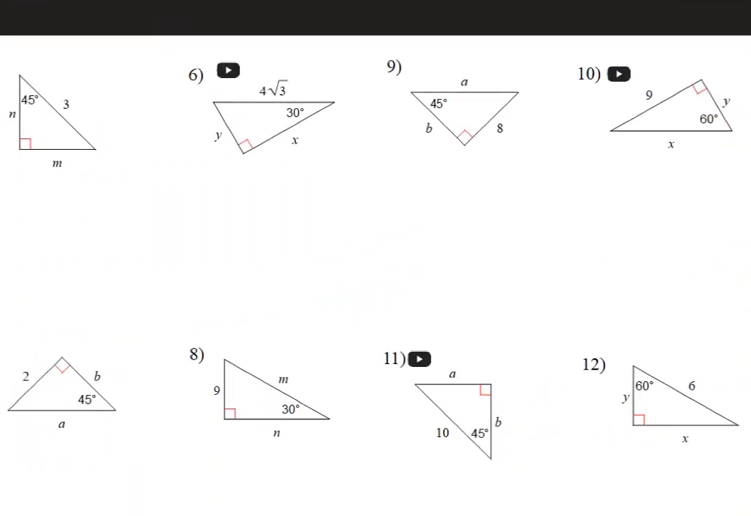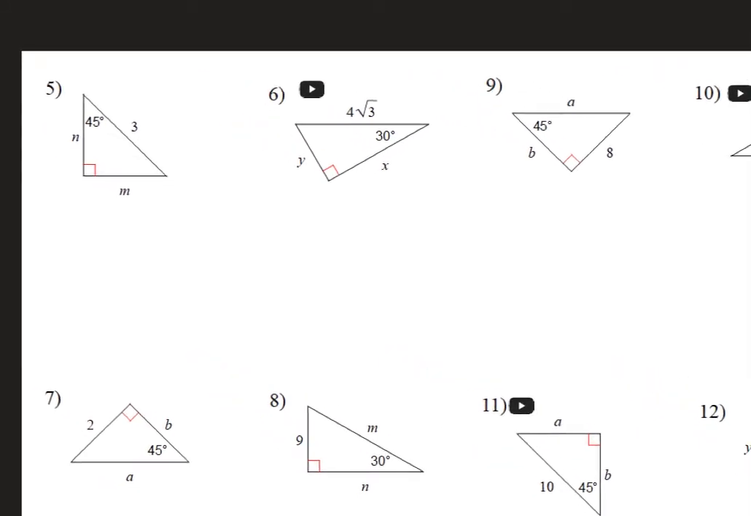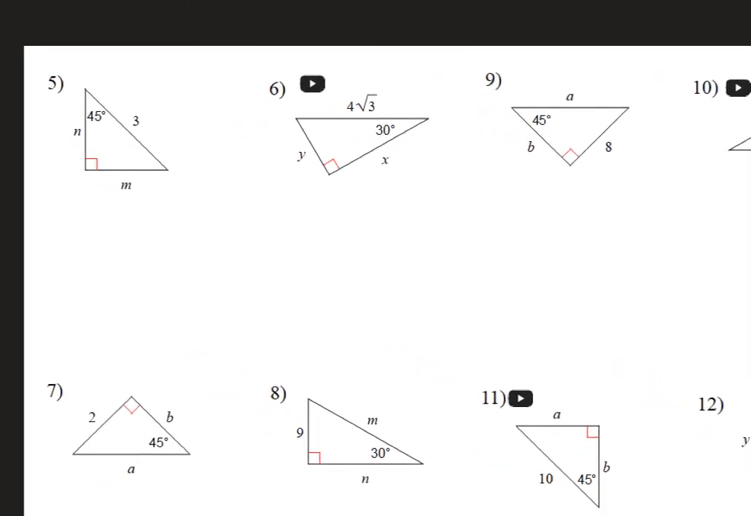Okay, now I'm going to do number 6. So this is a 30-60-90 triangle. So I'm going to draw my 30-60-90 triangle. We have the short side, which is 1, the long side, which is square root of 3, and the hypotenuse, which is 2. And I'm going to highlight my hypotenuse in yellow, my short side in blue, and my long side in green. And now we're going to match up our sides.